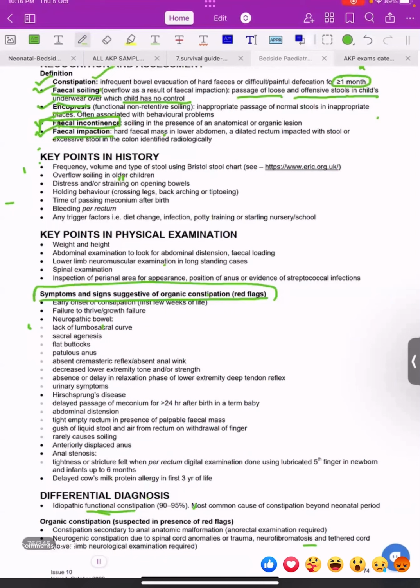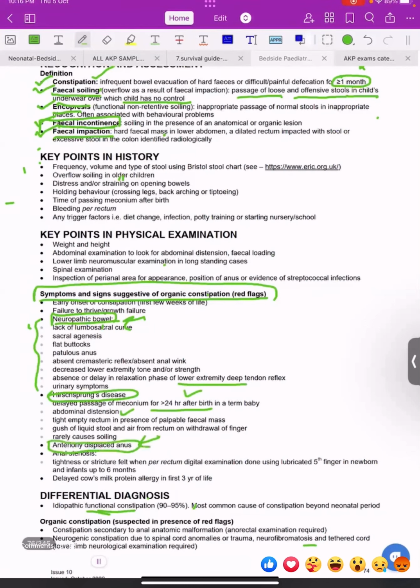Now they say these are the red flags. I will read them very quickly. Neuropathic bowel, we all know, right? Any problem in the intestine, your upper motor neuron, or your lower extremities, like spinal cord problems, you should consider as a cause of constipation. Next is Hirschsprung disease. There is delayed passage of the meconium, along with signs of abdominal distension and other things. Next is the anteriorly displaced anus.